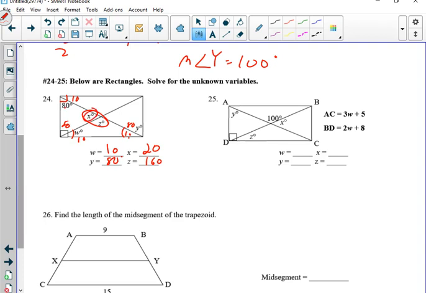So there's probably a few different ways to go about doing this. Okay, over here, you know these two are supplementary. So x has to be 80.